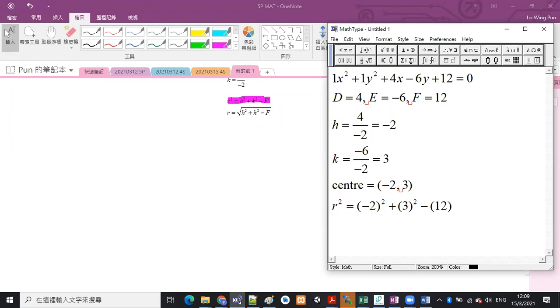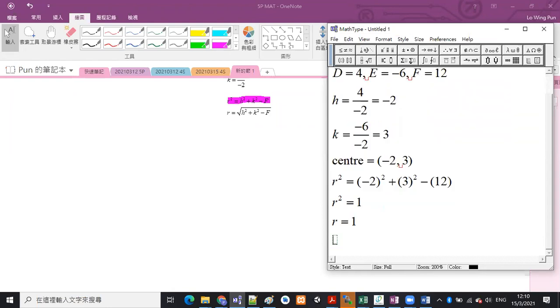Okay, so all values have already been found. So R square will be equal to 1. And then taking square root, R is equal to square root 1, and that is equal to 1, which means that the radius is equal to 1. Okay, and that is the answer.